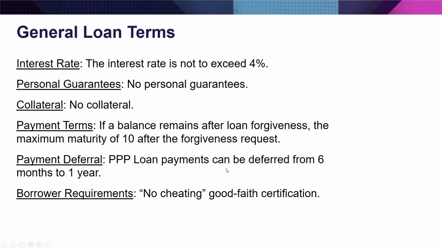Just like a lot of the other, maybe all of the other VA loan programs at this point, there's a deferral component to it. I think the initial deferral is 6 months. My guess is it'll end up being longer than that. The borrower requirements are not very much. There is a certification that must be made that basically you're not cheating. You haven't asked for multiple requests. You're going to use it for the intended purposes and so forth.